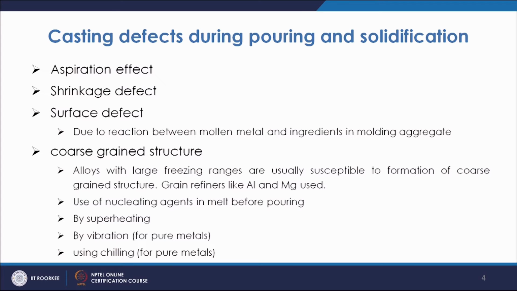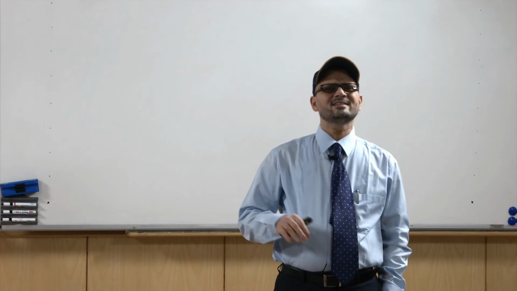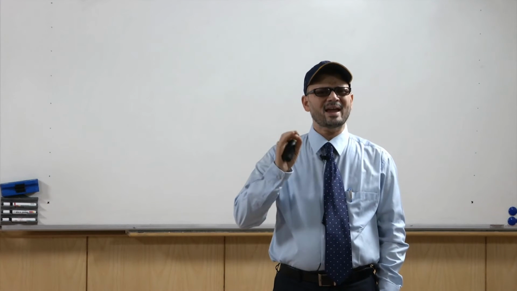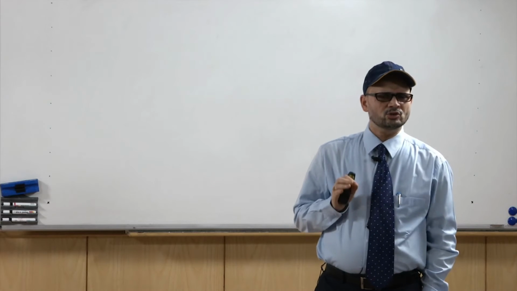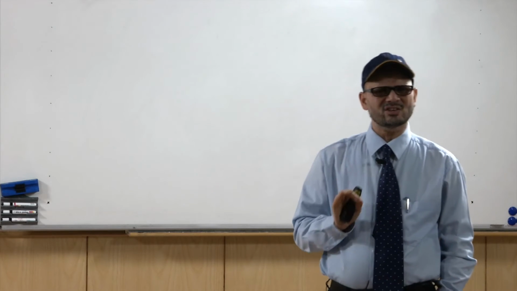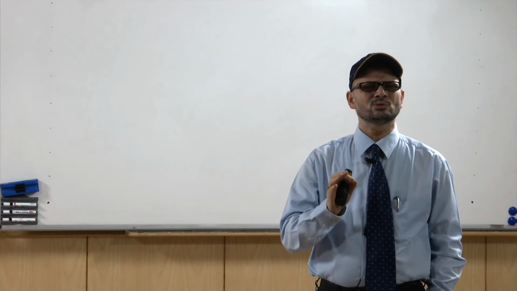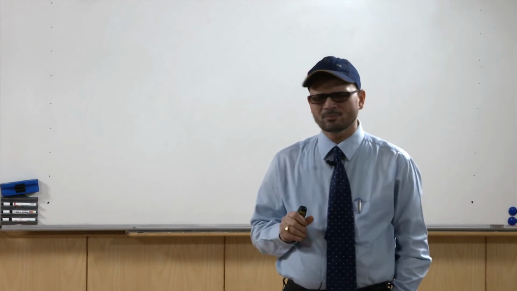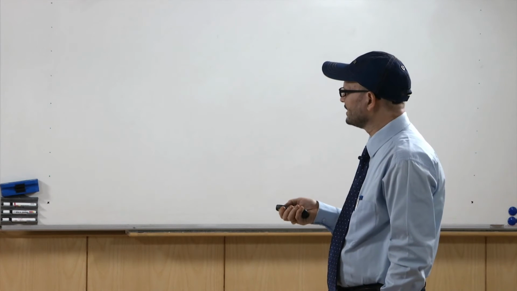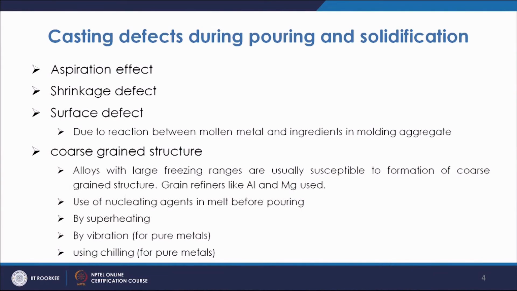Coarse grained structure. Normally it is seen that you get a coarse grained structure, and that is not desirable from the mechanical properties point of view. You would always like to have a fine grained structure, because it gives you good properties in many ways. Many factors are responsible for this coarse grained structure, and alloys with large freezing ranges are normally susceptible to formation of these coarse grained structures.